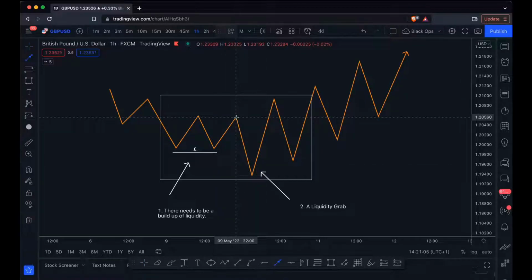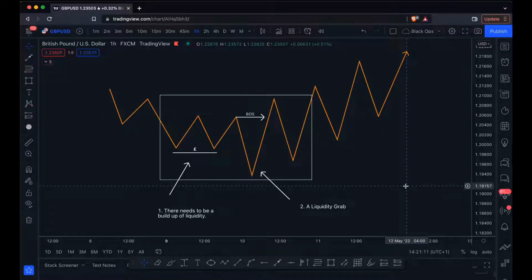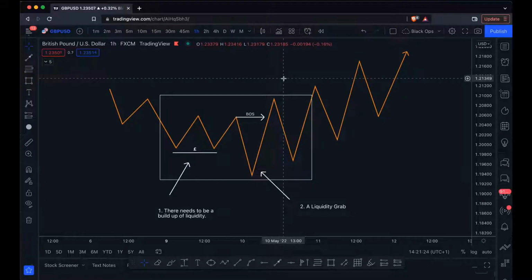Directly after the liquidity grab, there needs to be a break of structure. Now, this is very important because it has to be a bullish break of structure. So because it's an accumulation and we expect price to be sent higher after this, we expect price to grab liquidity and then immediately after break structure to the upside. So we need a bullish break of structure.